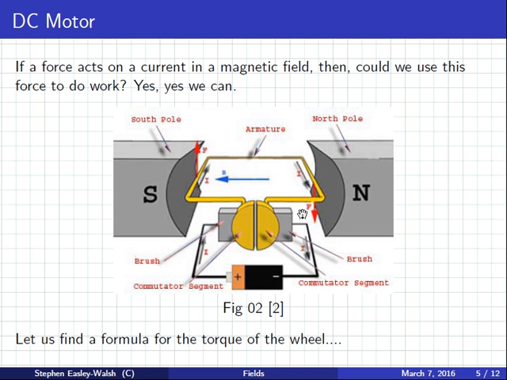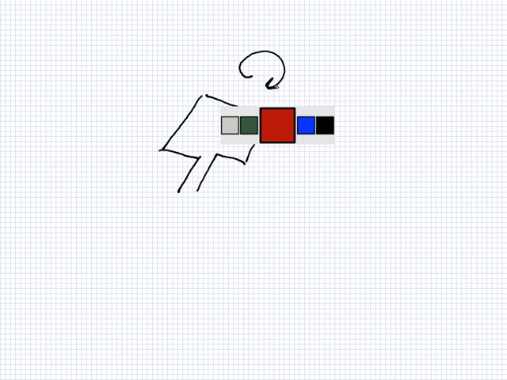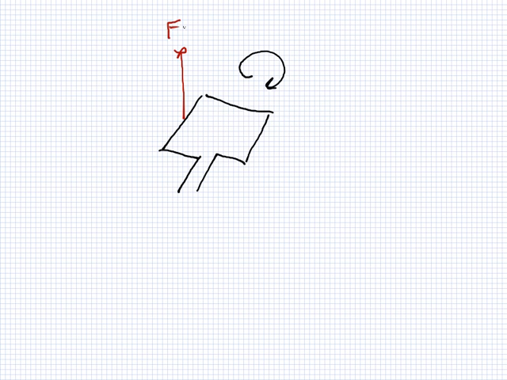Okay, let's find a formula for the torque, the turning force of the wheel. Here is roughly the armature, and it's spinning around like this because there are two forces here. One force this way, or rather one force here and one force here. Now, you have to really think back to mechanics. We're looking for the turning force here, the torque.